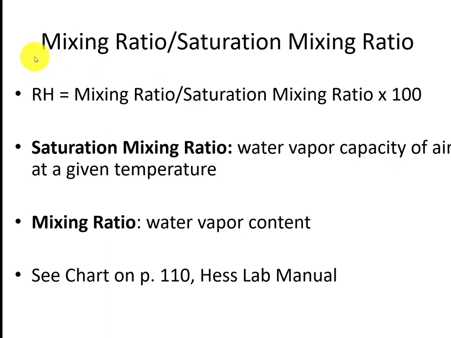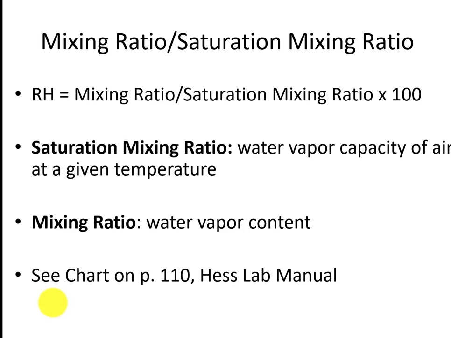Relative humidity is also defined in our lab as mixing ratio divided by the saturation mixing ratio times 100. You will be given charts and tables that have information, either they include the saturation mixing ratio or the mixing ratio, or they give you a means for discovering that. And you will see on page 110 of your lab manual that there are charts that you will use. So saturation mixing ratio is the water vapor capacity of air at a given temperature. The mixing ratio is the water vapor content.